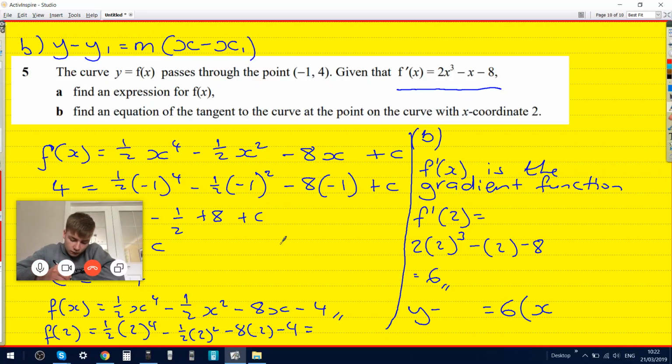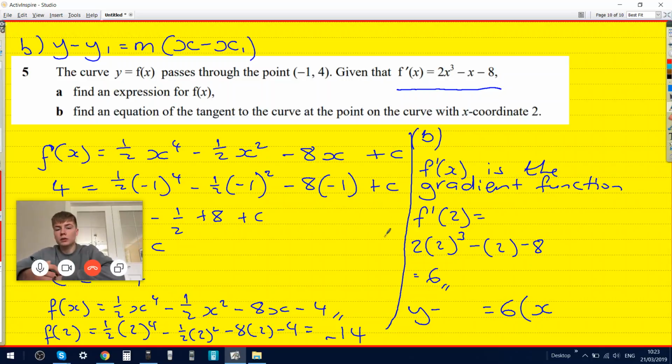So what's it gonna be? 8 minus 2 is 6. Minus 16 is minus 10. I think it's minus 14. And so what do you do there? Minus 14. Then can you use the equation at the top?